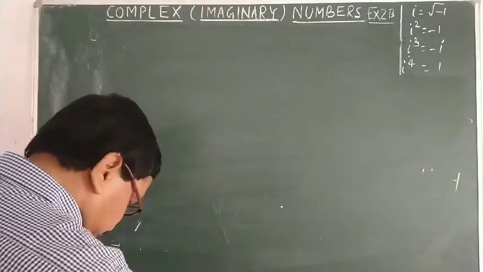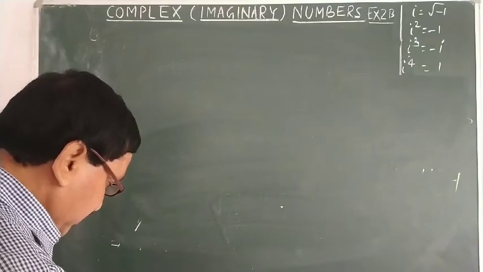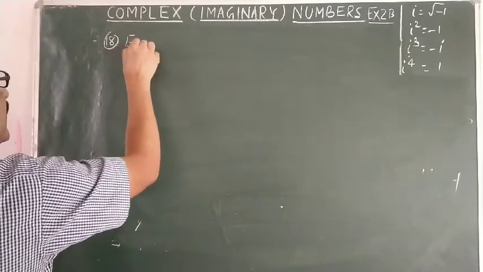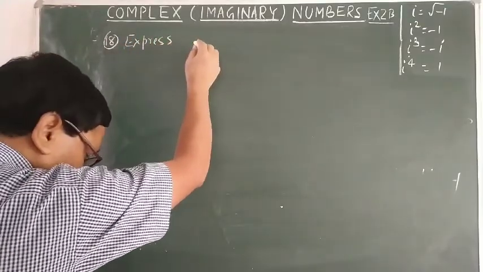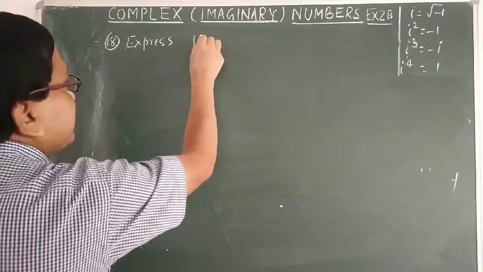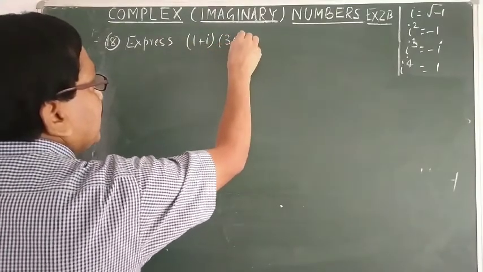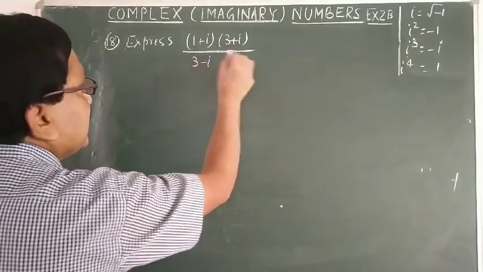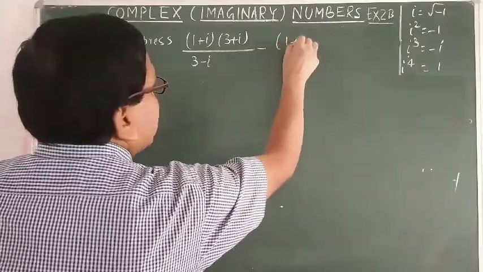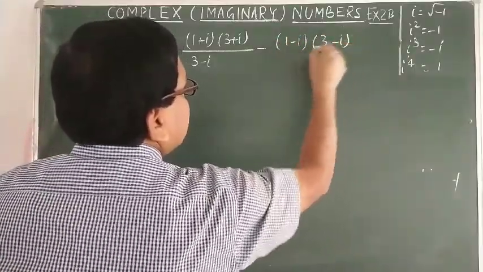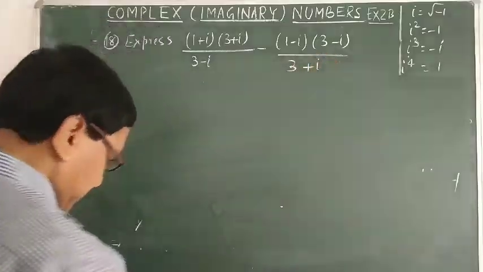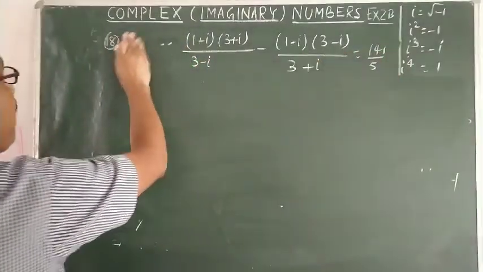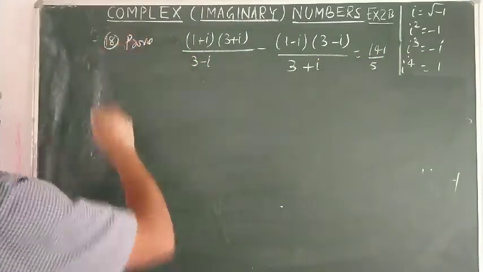After that we can move towards the further problem, number 18. Express (1 + i)(3 + i)/(3 - i) minus (1 - i)(3 - i)/(3 + i), and prove it is 14i by 5. Prove this is equal to this.